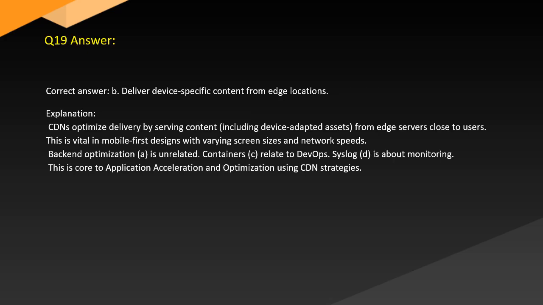Answer. Correct answer: B. Deliver device-specific content from edge locations. Explanation. CDNs optimize delivery by serving content, including device-adapted assets, from edge servers close to users. This is vital in mobile-first designs with varying screen sizes and network speeds. Back-end optimization, A, is unrelated. Containers, C, relate to DevOps. Syslog, D, is about monitoring. This is core to application acceleration and optimization using CDN strategies.